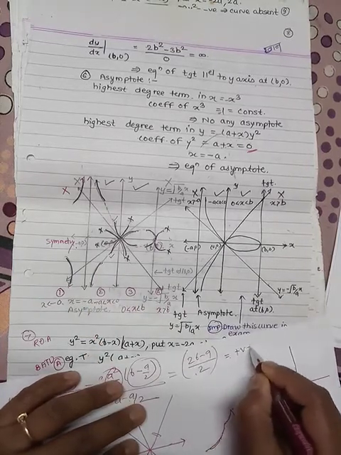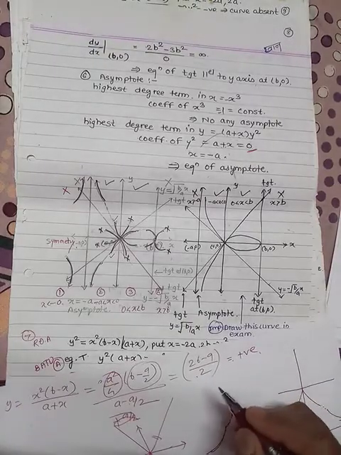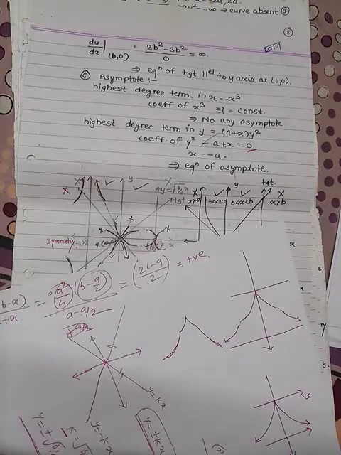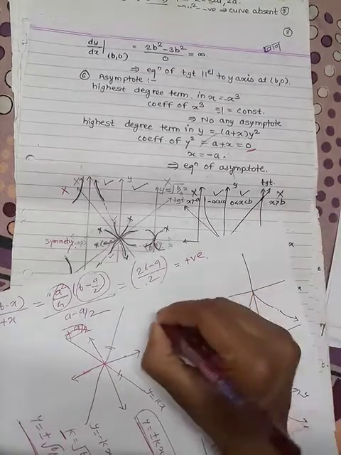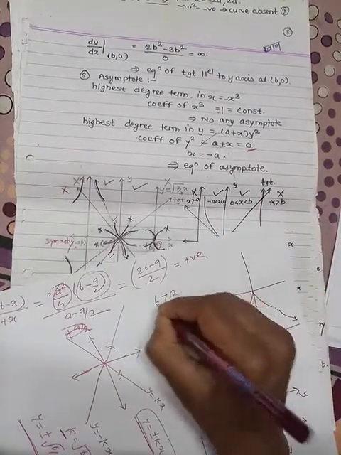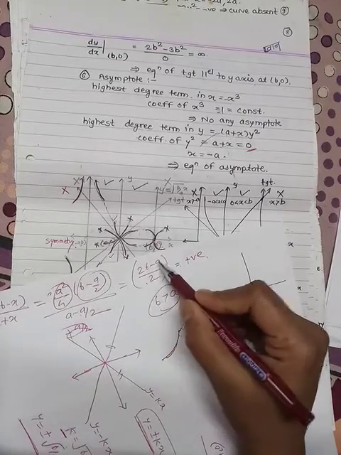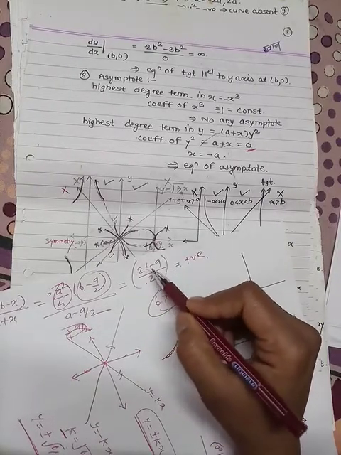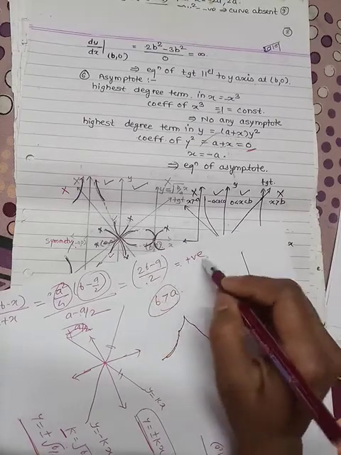This is your positive value, because in this given example, the condition is given that b is greater than a. So as b is greater than a, 2b minus a will be positive, not negative. Hence the total value will be positive.